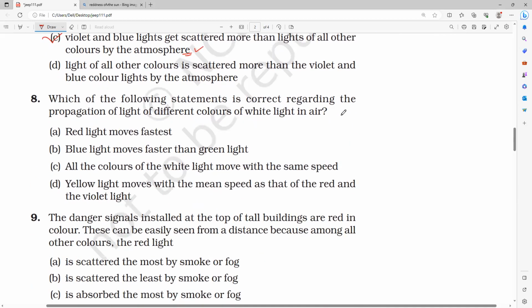Next, which of the following statements is correct regarding the propagation of light of different colors of white light in air? If you take light in air, all the colors will travel at the same speed, approximately 3 into 10 power 8 meter per second. So all the colors of white light move with the same speed, and that is why they appear to be white.